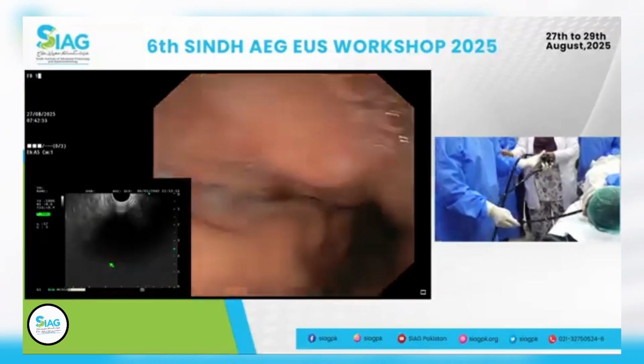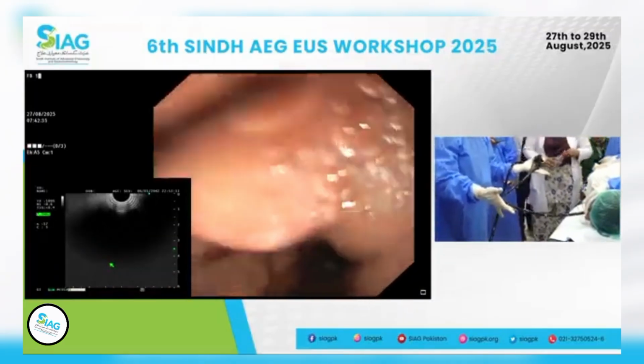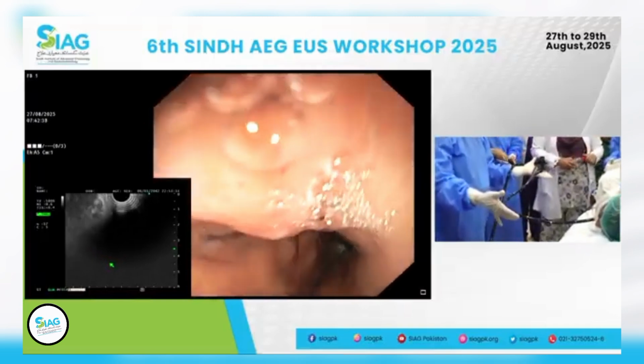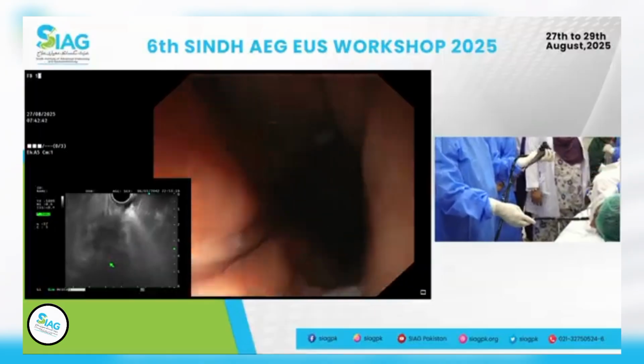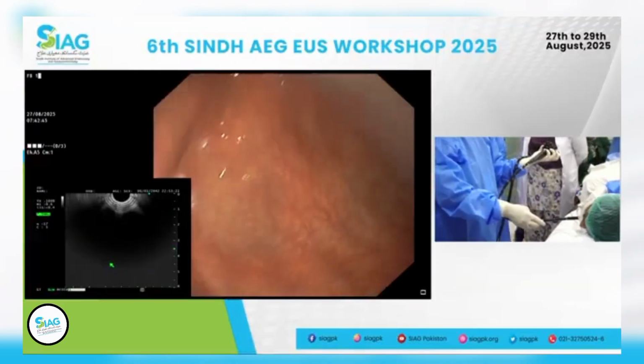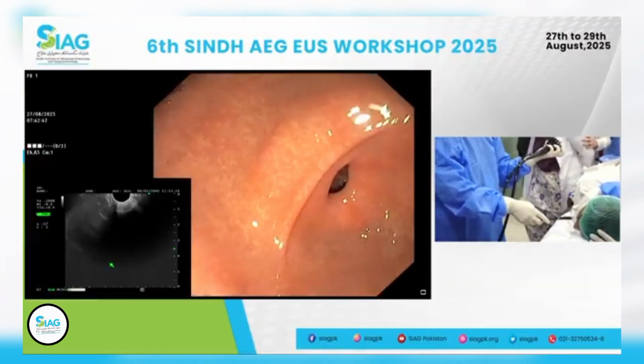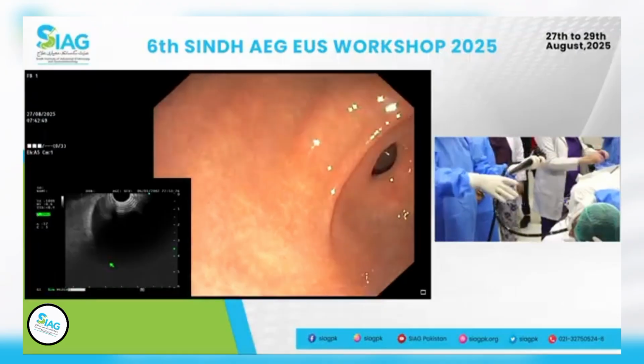Thank you. So the scope is again in neutral position. If you look at that, wheels facing up. I'm going to gently advance the scope, going towards the distal body and suctioning the air out. You see where the pylorus is?